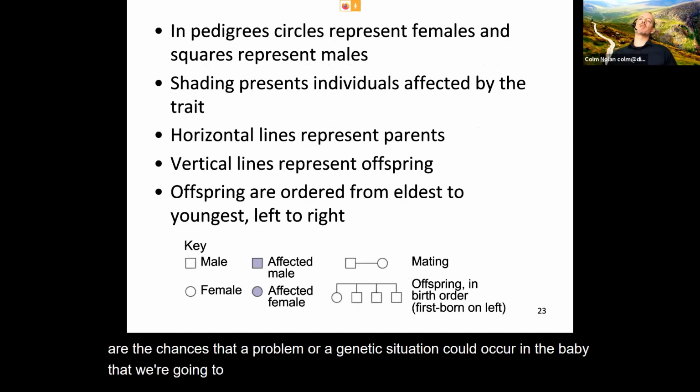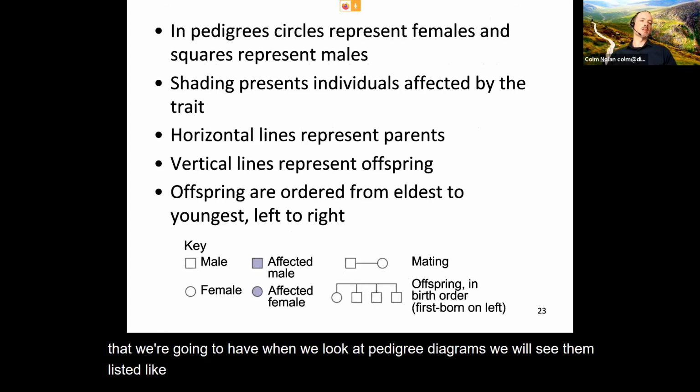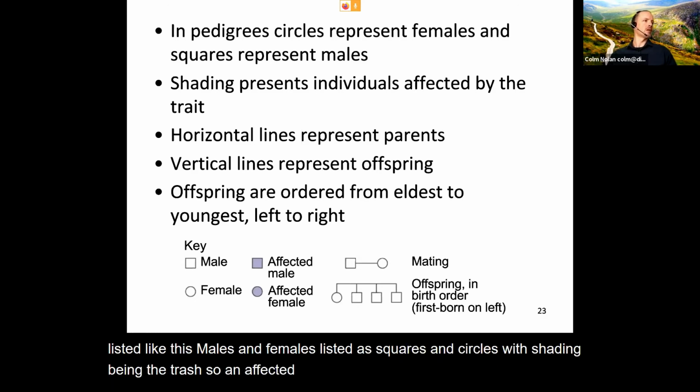When we look at pedigree diagrams, we will see them listed like this. Males and females are shown as squares and circles, with shading being the trait. So an affected male or an affected female.